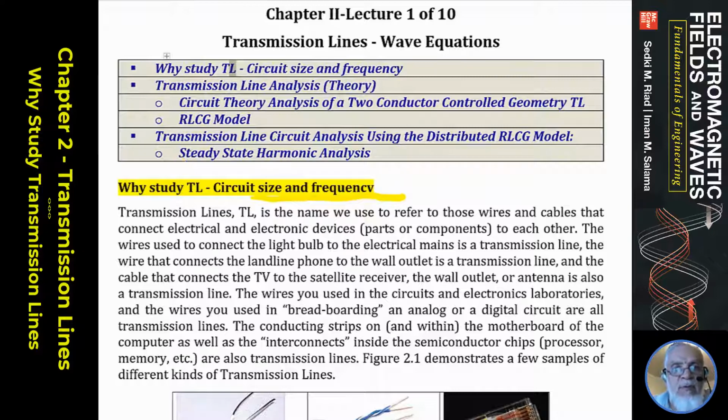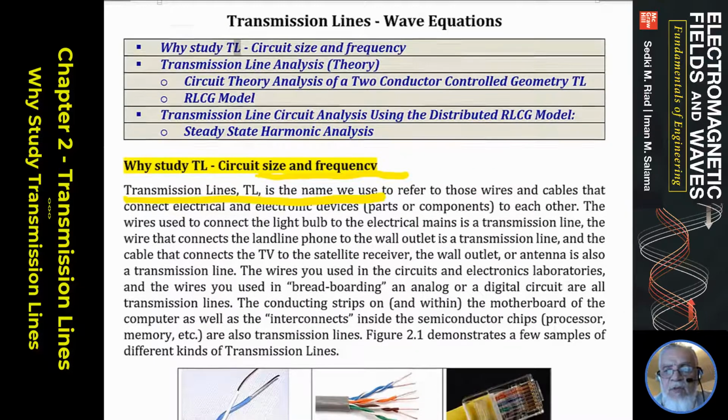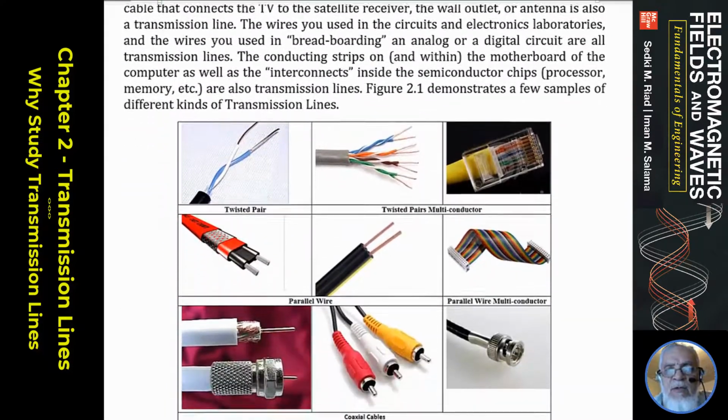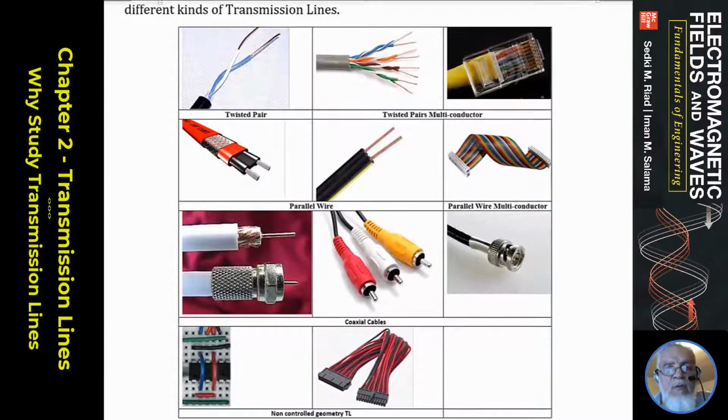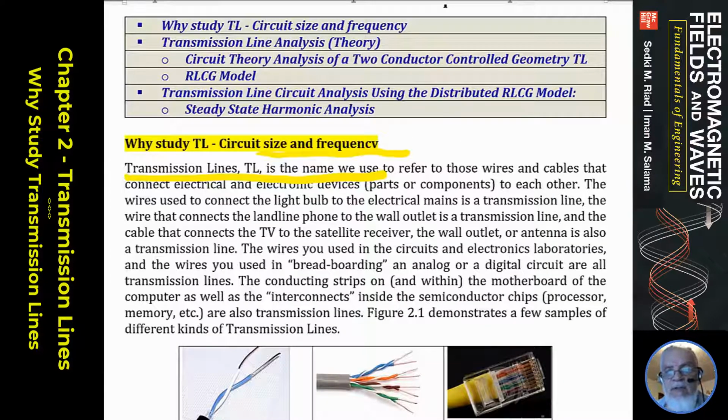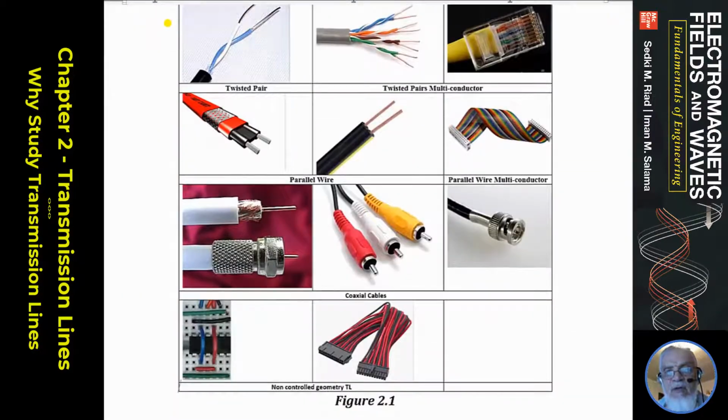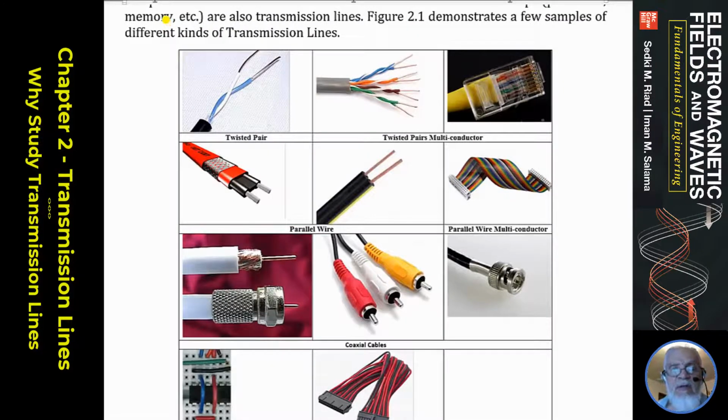First, the first point is why study a transmission line, and actually before we say that, what is a transmission line? A transmission line is used to refer to those wires that connect devices to each other, the interconnect wires. Now we start by discussing what is a transmission line. The pictures here show some samples of transmission lines that are kind of familiar. You've seen them around working in the laboratory or even around the home and the equipment that we use.